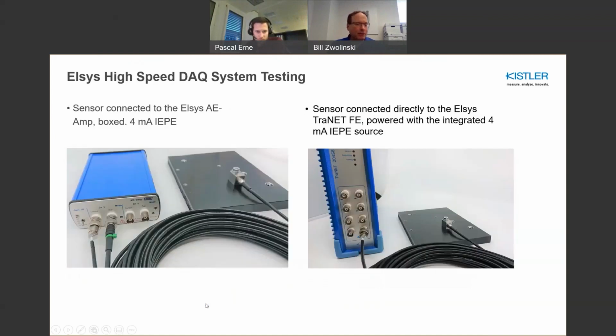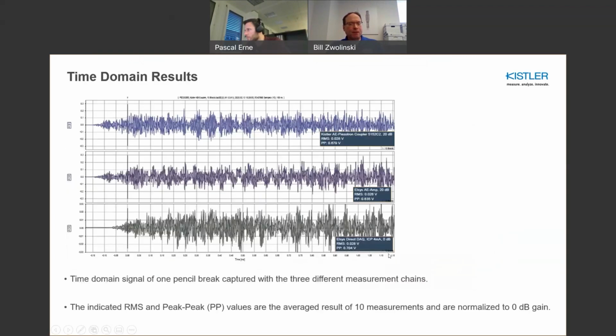So then we looked at several scenarios. We mounted the sensor on the metal plate with an Elsys coupler, and in this case we used the direct coupling of the sensor into the data acquisition system itself. So you look at these time domain signals, you go, okay, Bill, what does this tell me? It tells you absolutely nothing. Time domain is really not too exciting for me. So they basically all look the same, all three scenarios I mentioned, and you could look at them and say, yeah, they look about the same.